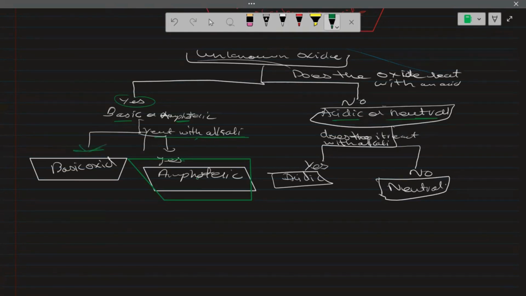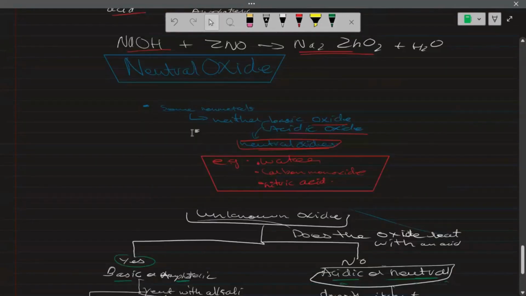In the no column, it's either acidic or neutral. If we go down this chart, there is a question: does it react with alkali? If the answer is yes, then it will be an acidic oxide. If the answer is no, then it will be a neutral oxide. So we are done with today's lecture.